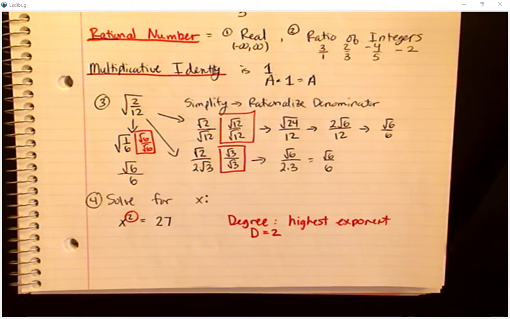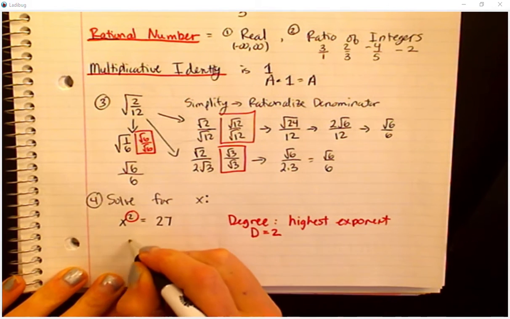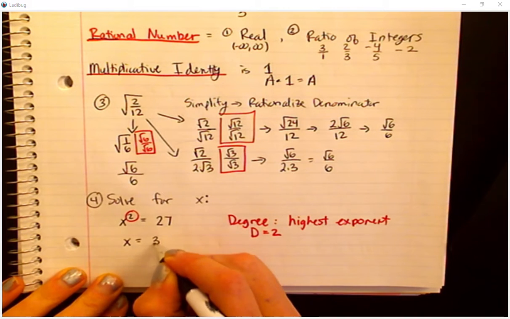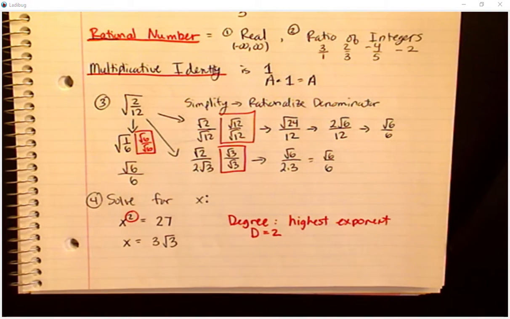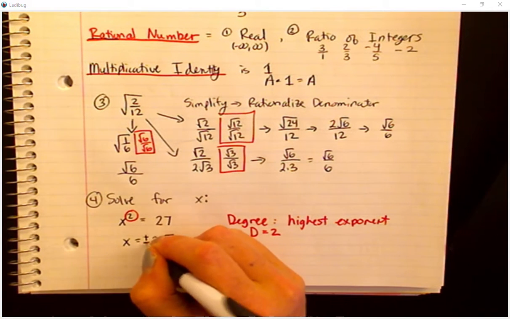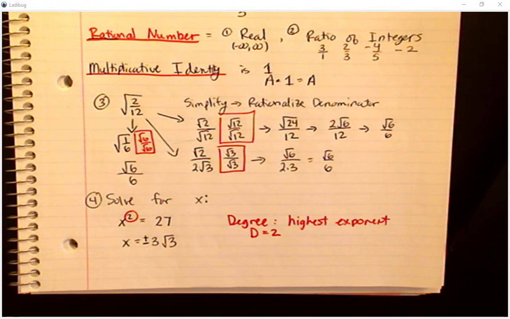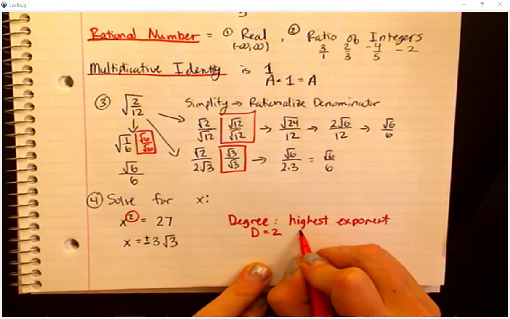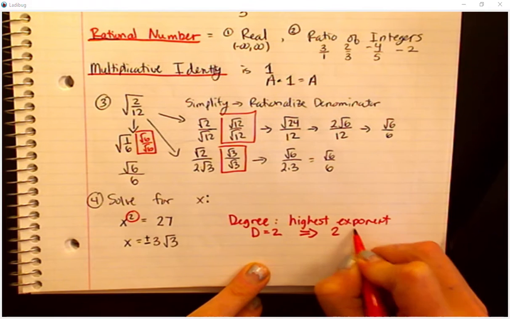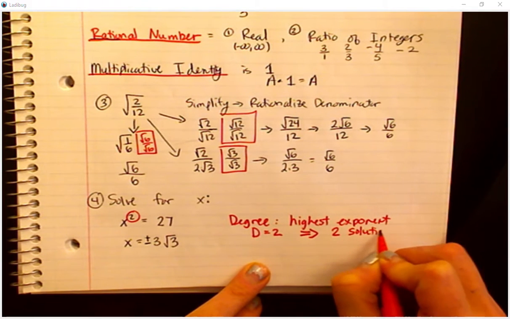Okay, who has a solution? Gavin? 3 root 3. Almost. Okay, the degree is 2. Degree 2 means there will be 2 solutions. Implies 2 solutions.